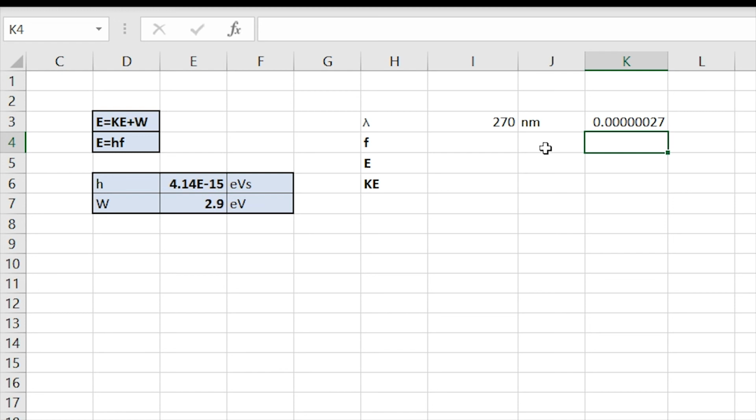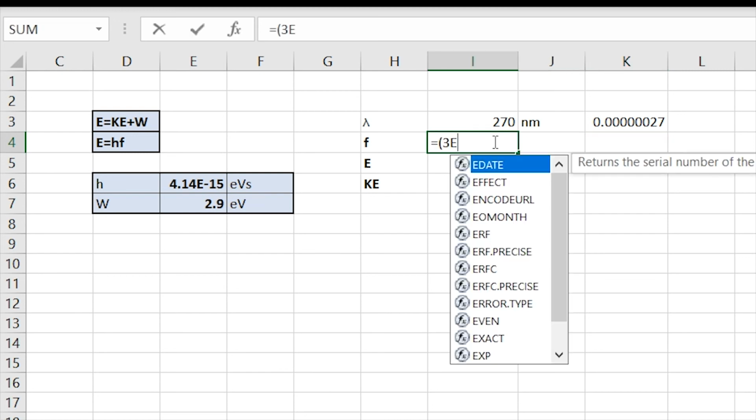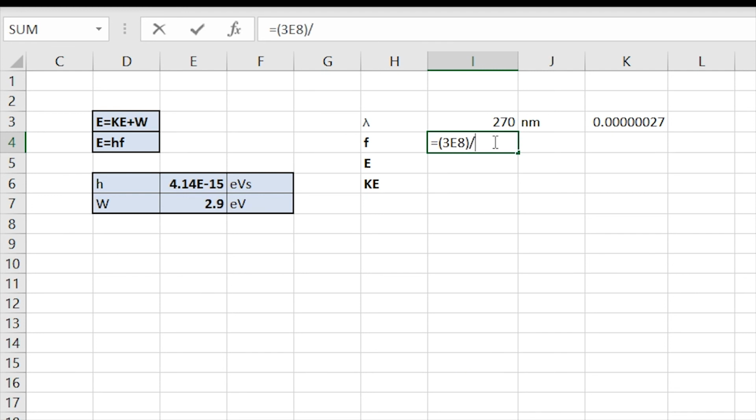Now I'm going to find the frequency. We can get energy directly using E equals hc over lambda, but just for fun, let's find that frequency by doing the speed of light, 3 times 10 to the 8, divided by our wavelength in meters, and that will end up giving us 1 over seconds, which is a hertz. So we've got 1.111111 times 10 to the 15th hertz.